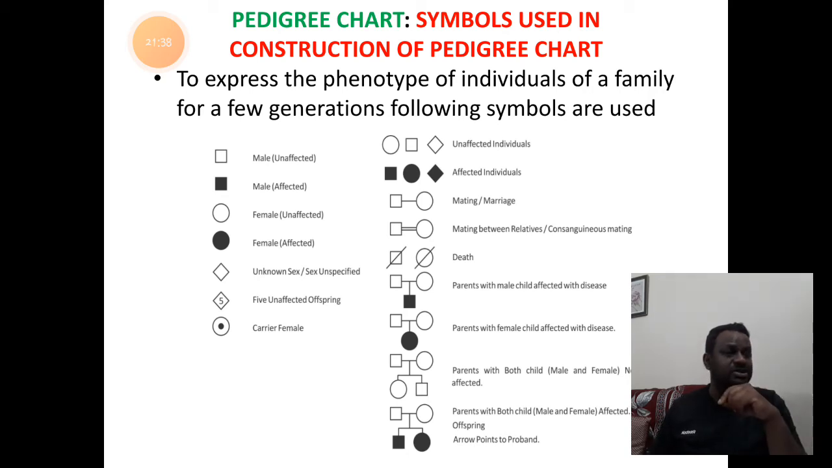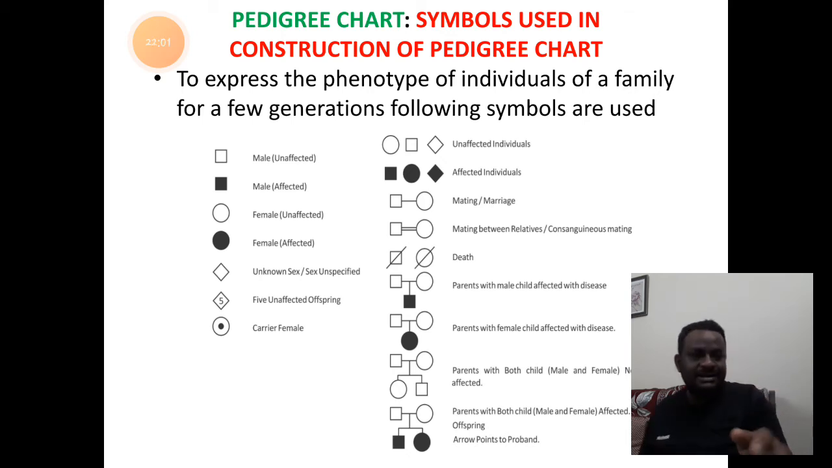Consanguineous marriage: between a male and a female, we write a connecting line of 2 horizontal lines. Carrier female, a circle with a dot in it. So this is how we are supposed to represent the pedigree chart by using the pedigree symbols. Hope the concept is clear.